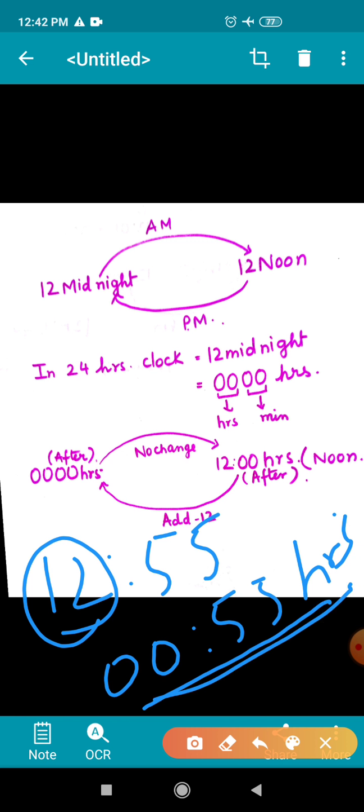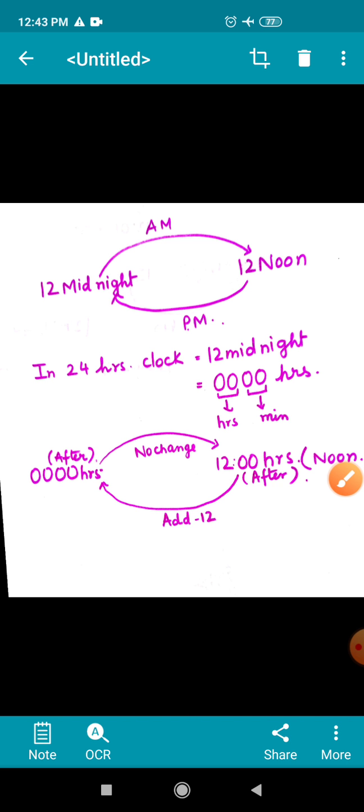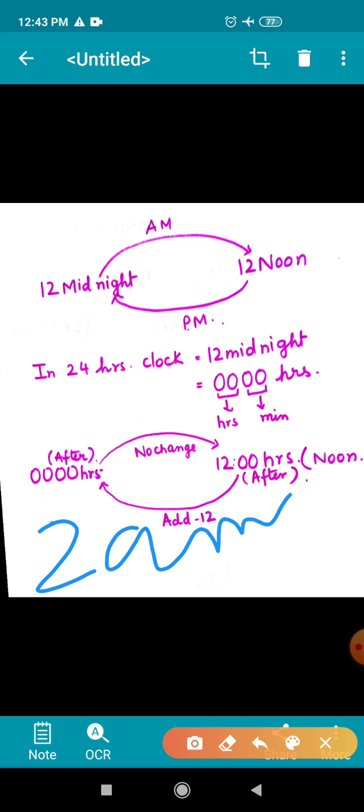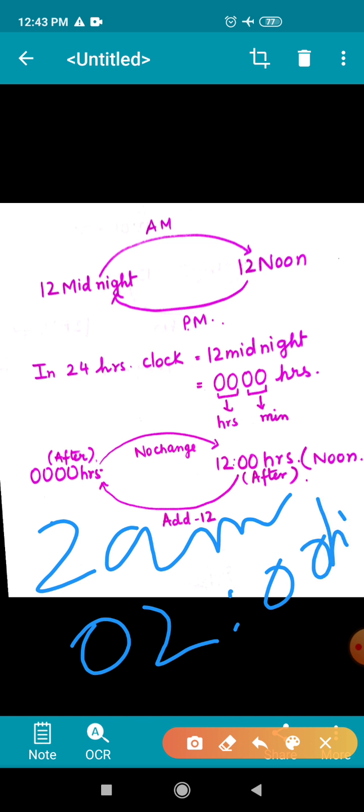And the time from 1 o'clock till 11:59, you will not make any change. Suppose 2 AM time is given in 12 hours clock, 2 AM, okay, this time will be written as 0200 hours. 3 AM will be written as 0300 hours, right?